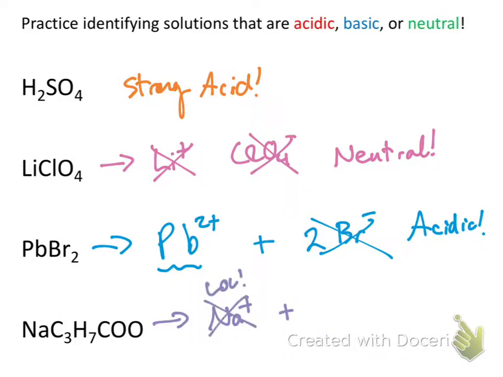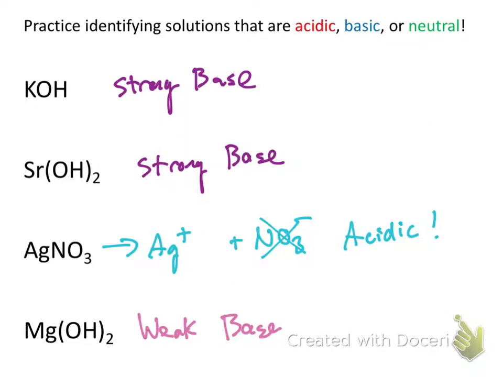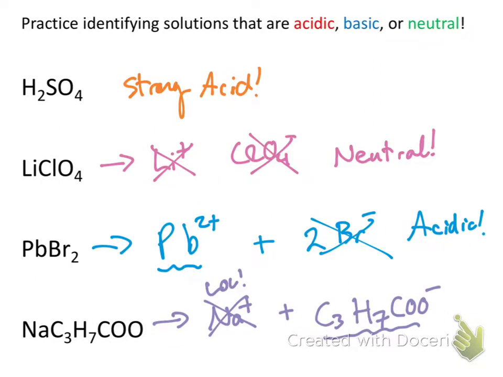Okay. And then it's C3H7COO minus. This is a carboxylate. In fact, this is the conjugate base of an acid that we looked at on the previous set here. So negative charge, not the conjugate of a strong acid. This is going to be basic.